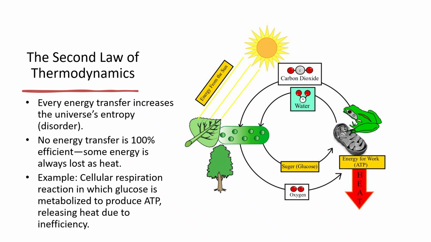The second law tells us that every energy transfer increases entropy, or disorder, in the universe. Think about how your phone heats up as you use it. That's wasted energy in the form of heat. Similarly, in cells, energy transformations release heat, making them inherently inefficient and increasing entropy.